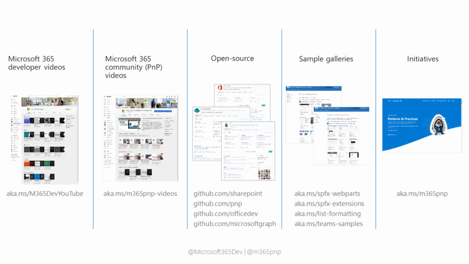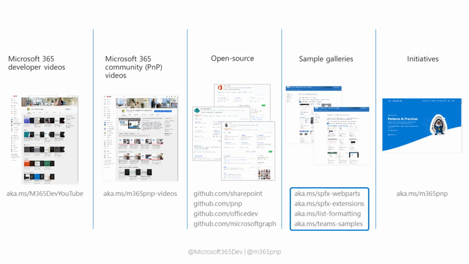There are plenty of content that we provide as PnP, like, for example, the whole set of videos that we have about extending Microsoft 365 under the aka.ms/m365dev YouTube channel, as well as the community videos. And the recording of this meeting will go into that category as well. We have a bunch of open source organizations, mainly the github.com/SharePoint one, the PnP one, as well as the Office Dev and the Microsoft Graph one, where you can find samples and open source ready to go libraries and solutions.